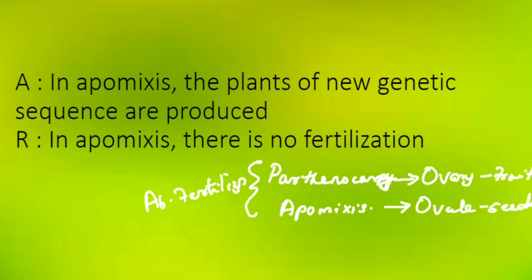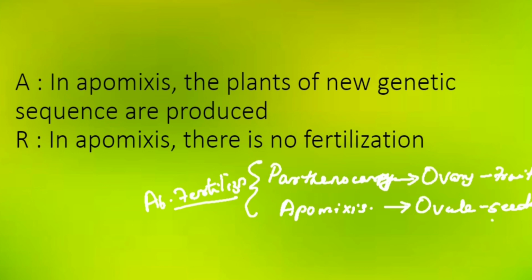So you know that usually after fertilization, these two are post-fertilization changes. After fertilization, ovary develops into fruit, ovule develops into seed. But here in both these cases, there is no fertilization. Without fertilization, ovary develops into fruit. So there is no seed within the fruit, so it is seedless fruit. The same way in apomixis, ovule develops into seed without fertilization. So an exact copy of the parent plant is produced in the seed because there is no fertilization or genetic combination happening.